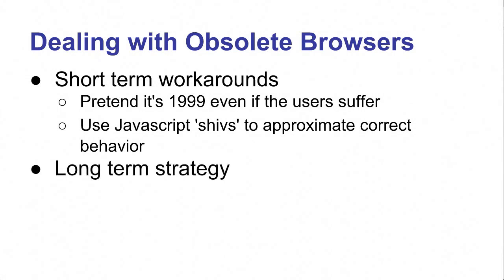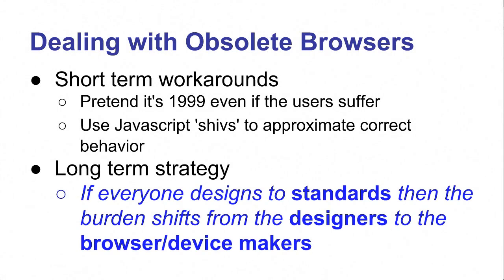The longer-term strategy is to trust in the following premise. If everyone designs to standards, then the burden shifts from the designers being bug compatible to the browser makers complying with those standards. In this way, we're all in it together, an attitude that would have prevented a lot of heartache over the last couple decades, I guess.